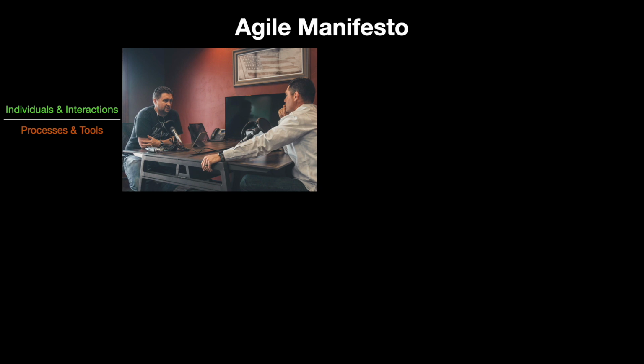So one of the first values of Agile is to value individuals and interactions over processes and tools. And if you see, I've highlighted the green and the orange here. Green are the values that we prefer over the values in orange, which is processes and tools in this case. That's not to say that we don't value processes and tools, but it's just that we value individuals and interactions more than what we value processes and tools.